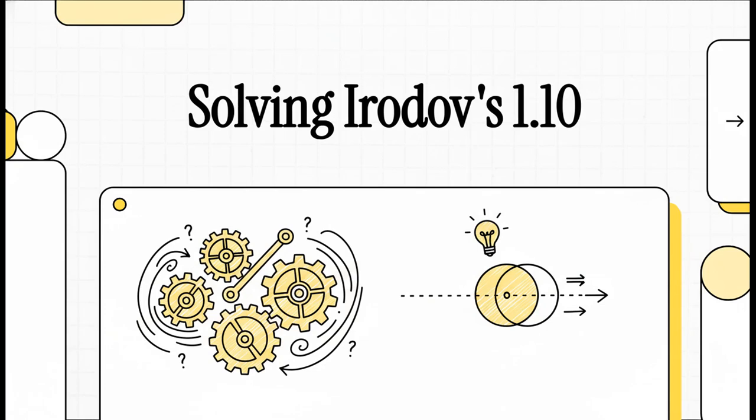All right, let's dive into one of those classic, brain-bending problems from Irodov's famous physics book. We're going to tackle problem 1.10. Now, when you first read it, it seems pretty tough, but you're about to see how the whole thing cracks wide open with just a simple shift in perspective. It's going to be fun.